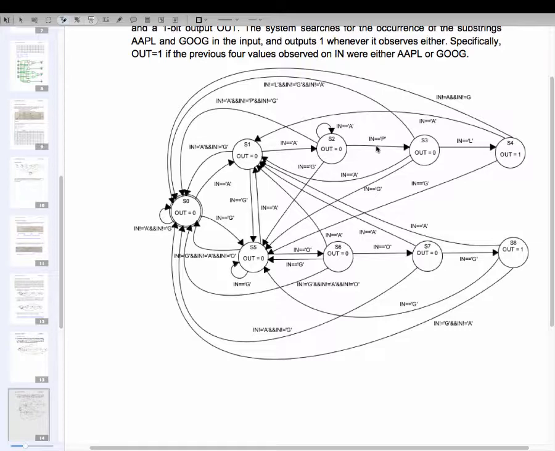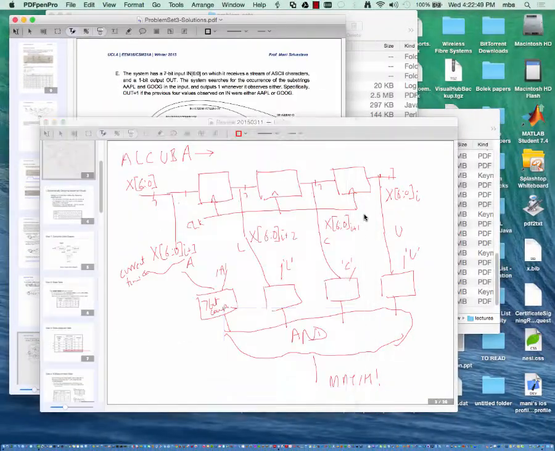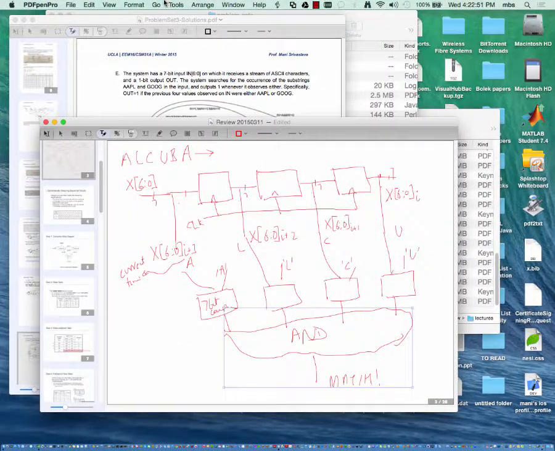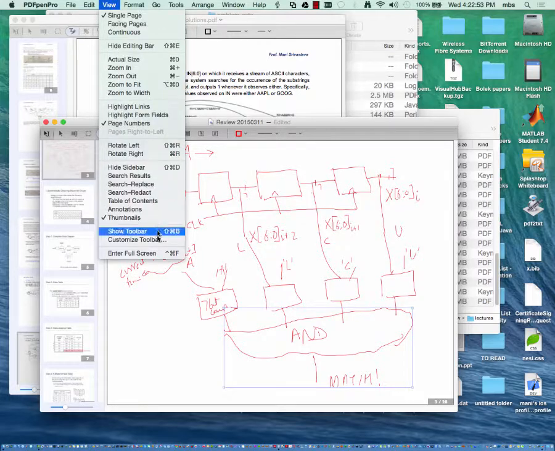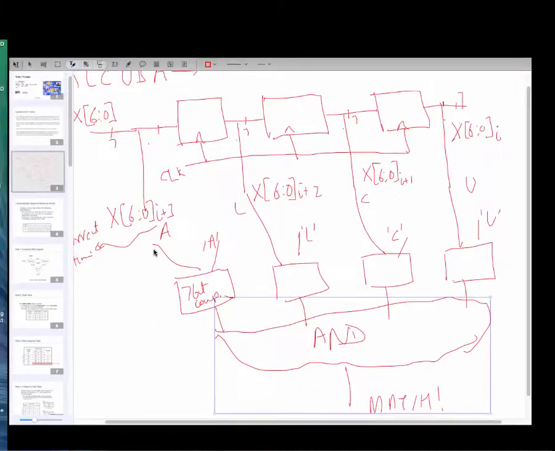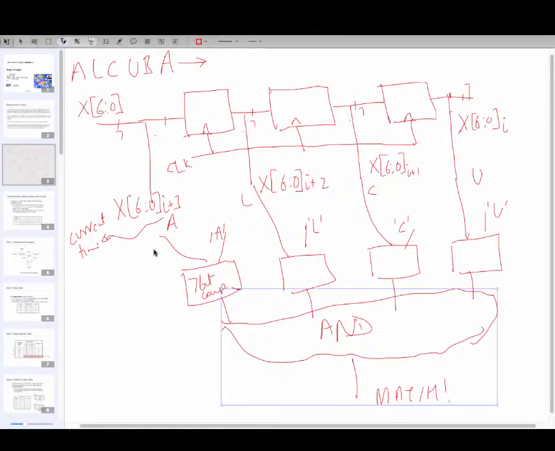Now, how would we do it with the state vector approach? Well, I showed you how we can make it for a single string. So now, given this, let's say you can use the state vector approach, and you have to design that system of recognizing AAPL and recognizing GOOG, whichever one is occurring. How would you do it?